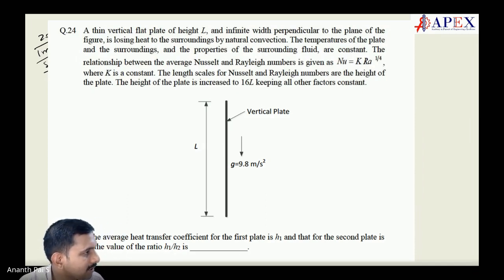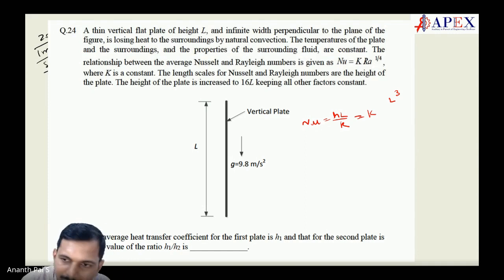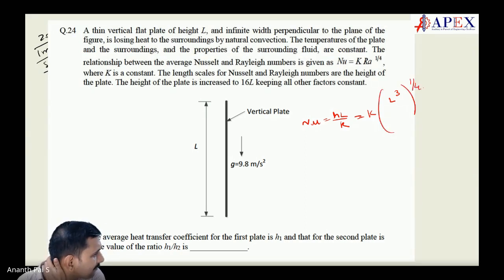That was so easy and quick. So what to do here? Nusselt number is HL by K, equal to K times the Rayleigh number, with K kept constant. What is Rayleigh number? It is a function of L cube, raised to 1 by 4. And L has to cancel over here.